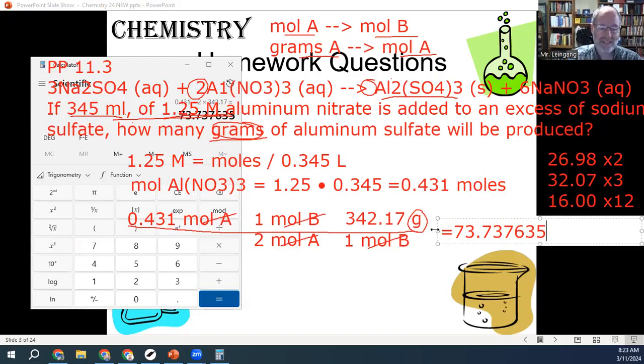I had 3 significant figures in my calculation for the moles, so I'm going to keep 3 significant figures here. Keep the 3 highest place values. Look at the 4th one, which is the 3 after the 7 to the right of the decimal. Ask, does that round up or round down? In this case, it rounds down, so it just drops away. And I have 73.7 grams.